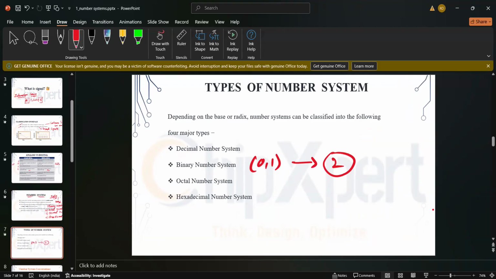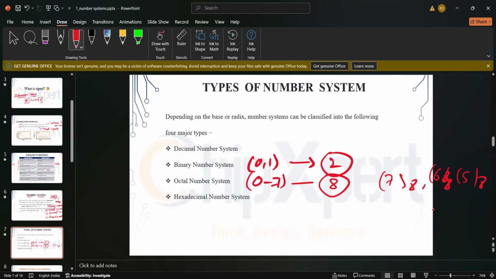And the second one is octal, right? It is going to represent the numbers from 0 to 7. For 0 to 7, the radix of it is 8. So that means 7 to the base 8 or 6 to the base 8, 6 to the base 8 or 5 to the base 8, as it is going to represent a number. For the binary number system, it is going to represent 0 base 2 or 1 base 2.